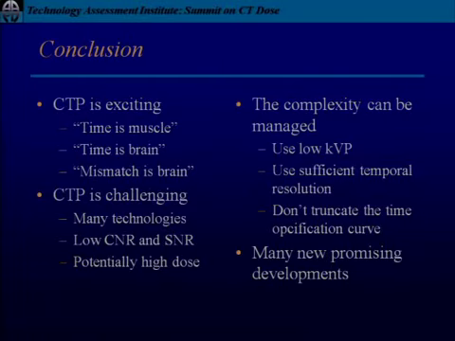So CTP is challenging. There are many technologies. There's low SNR, as I showed you. There's potentially high dose. These problems are addressable. I think where the effort has to go is into more research in establishing the bounds on where it is usable and how we can use it. Okay. The complexity can be managed. Low kVp is recommended for all CT perfusion imaging.